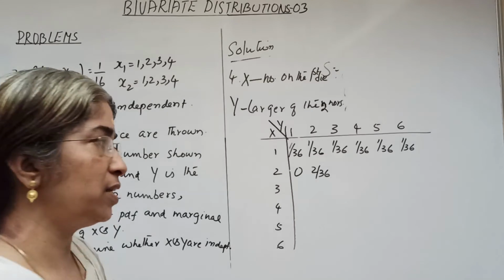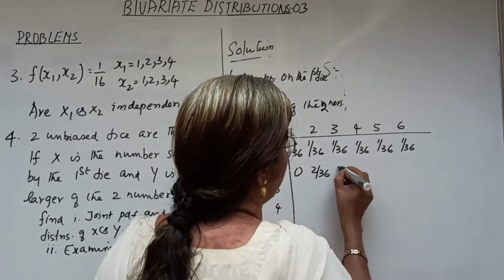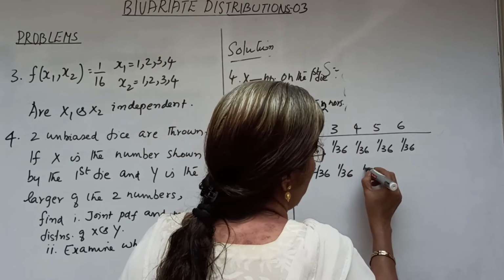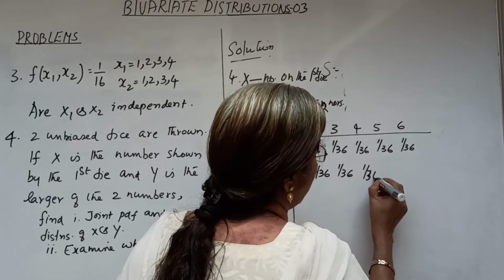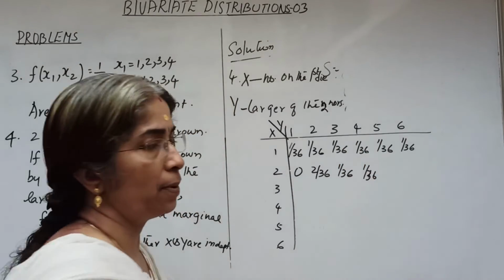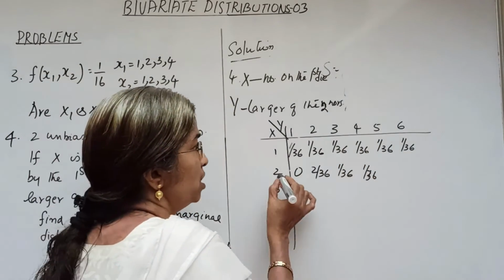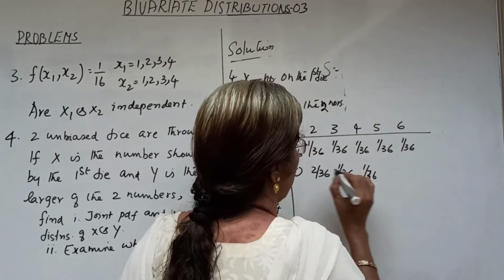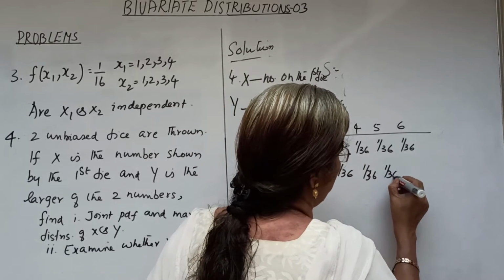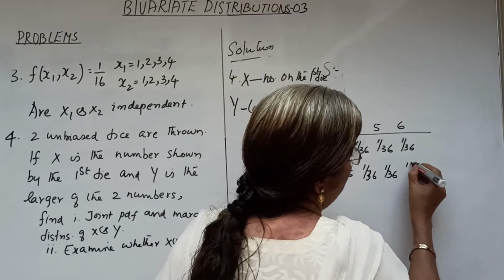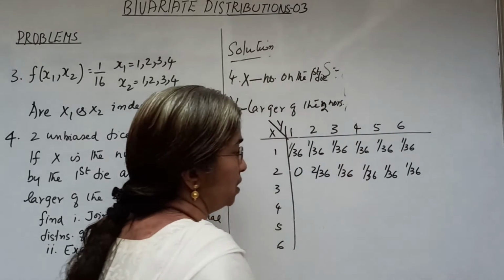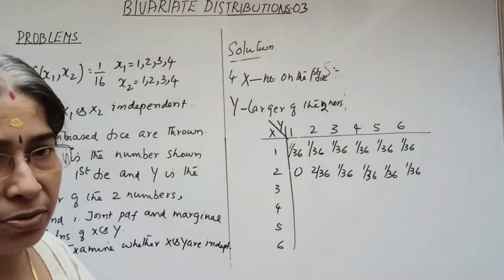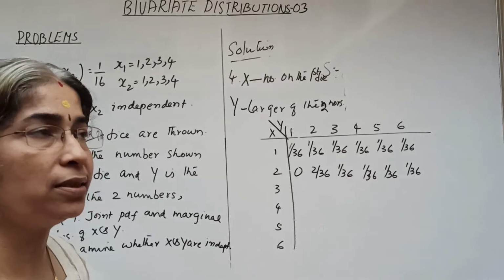The larger of the pair being 3 means only the pair (2, 3), that is 1 by 36. (2, 4) means only the pair (2, 4), and the probability is 1 by 36. (2, 5) means the larger is 5, only the pair (2, 5), so 1 by 36. Only the pair (2, 6), so 1 by 36.